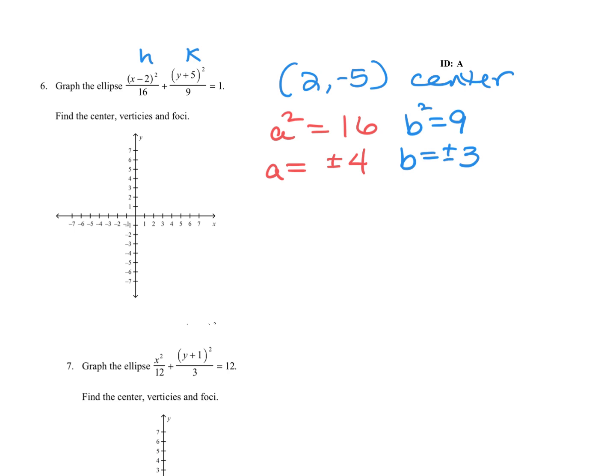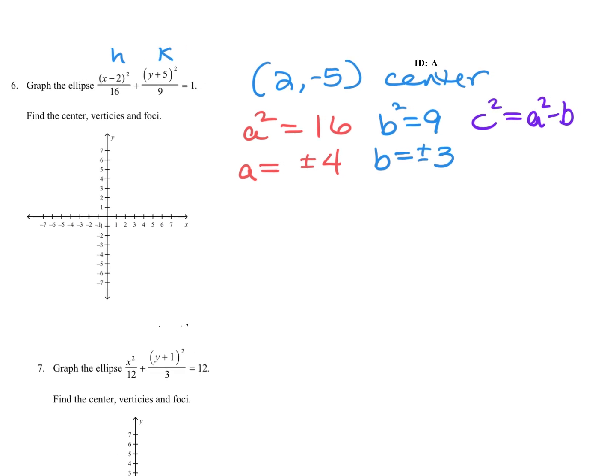Next, I need to find my c value for the focus. And remember, the formula you're memorizing is c squared is equal to a squared minus b squared. Fill in your a squared, which was 16, your b squared, which was 9. Let's go ahead and subtract them, and then square root it. Now for the radicals, when you list the focus, I want it with radicals. But for graphing, you'll have to approximate this.